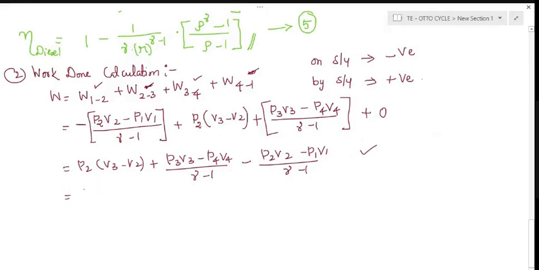Okay, see, actually we take P2 outside as common. We know that the cutoff ratio is denoted by the symbol rho, which is the ratio V3 by V2. From that, instead of V3 we can write V3 equal to rho into V2. So simply substitute here, instead of V3, rho into V2 minus V2.